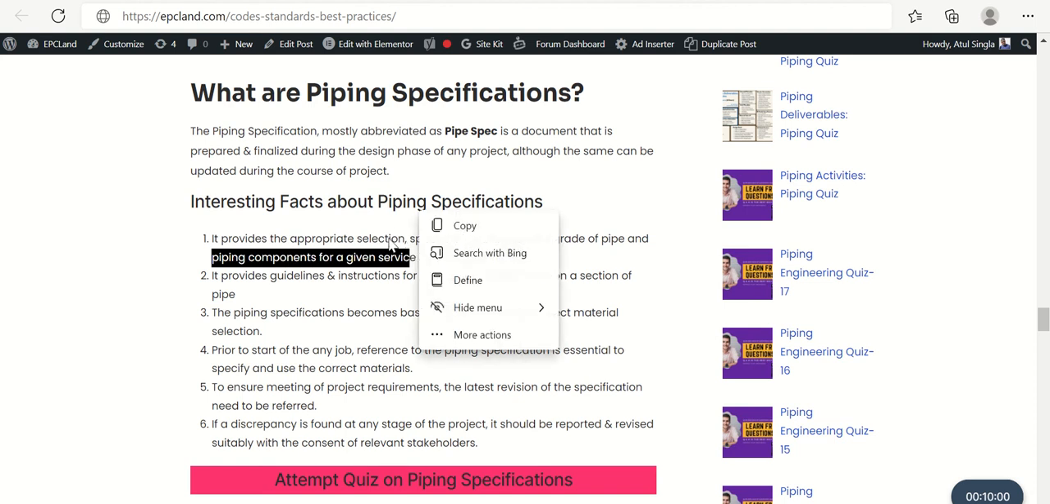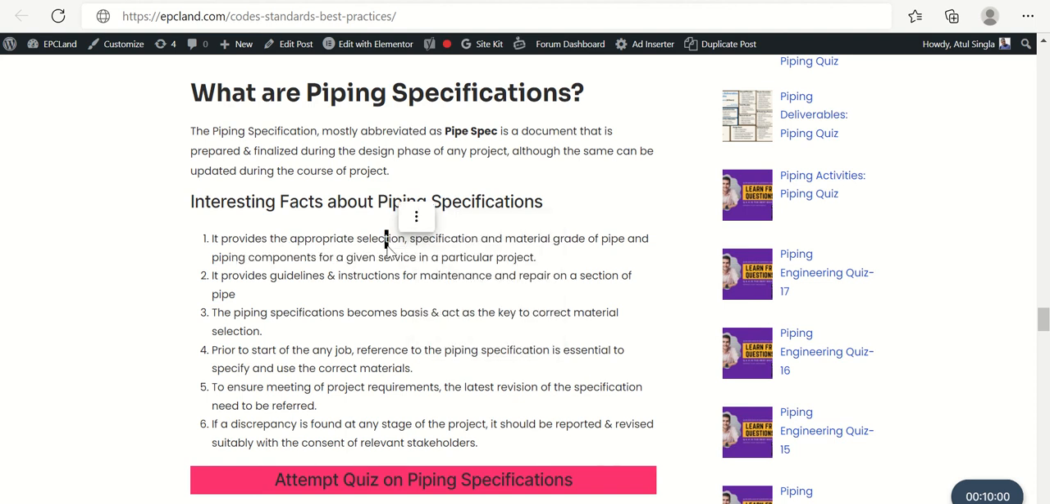So it will be defined in that particular specification, right? Then it also gives us the guideline or instruction on how we are going to maintain it, how we are going to repair any particular section of the pipe, right? Those kinds of documents which are prepared are called specifications. Piping specifications become the basis and act as the key to correct material selection.